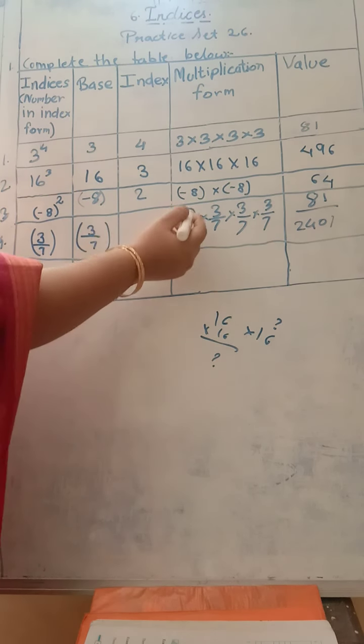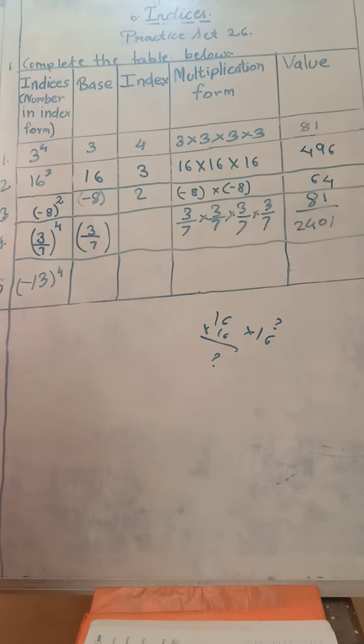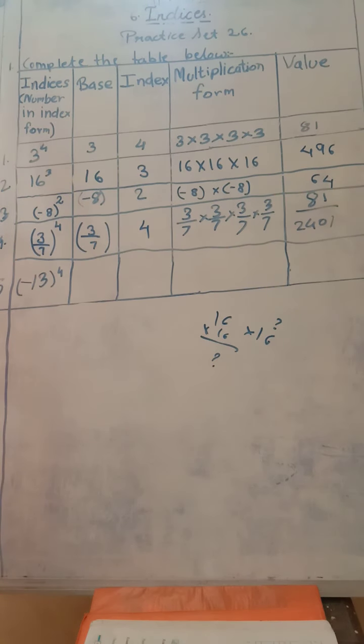How many times? 1, 2, 3, 4. Means, will you write 4 in the index here? The power is 4, and what will our index also be? 4. So the answer is 3 upon 7 raised to 4. Base is 3 upon 7, index is 4.